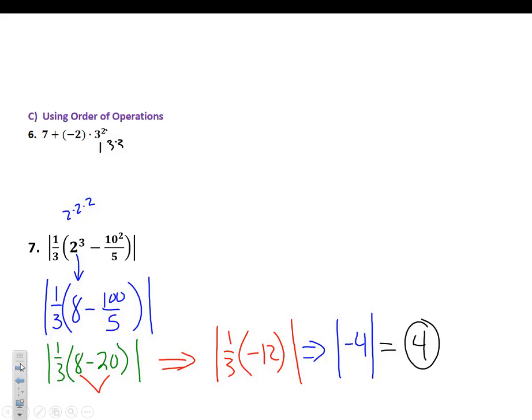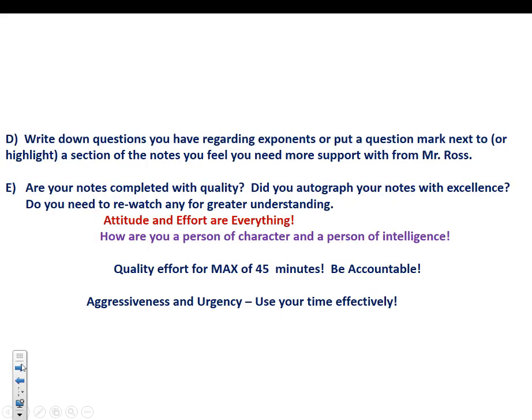You can copy all those down, ladies and gentlemen. And we are pretty much done with this lesson, this set of notes. I know it was one set, took kind of long. We're almost done. Make sure you write down any questions you have regarding exponents. Do any marking you need to so you know what to ask about. Make sure your notes are complete with quality.